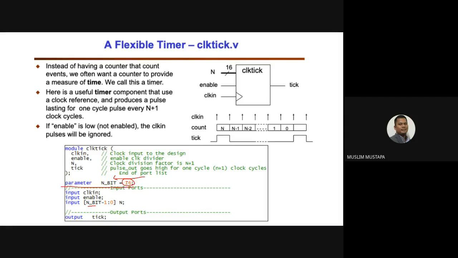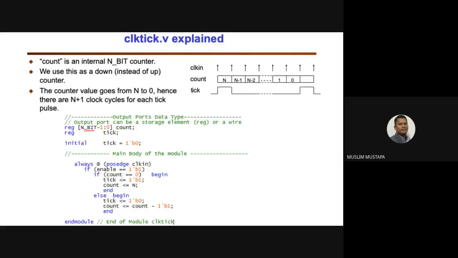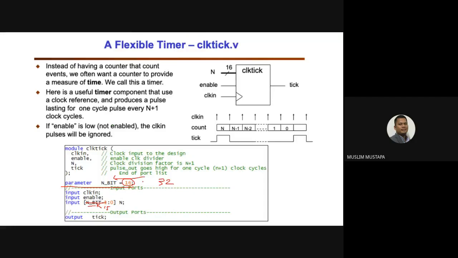What's the advantage of using this kind of declaration? Whenever you want to upgrade your system, let's say now I don't want to use 16 bit, I want to use 32 bits. If you don't use n bit, then you have to declare 15 here, and then 15 here, 2 times. So whenever you want to change, you have to go and erase line by line.